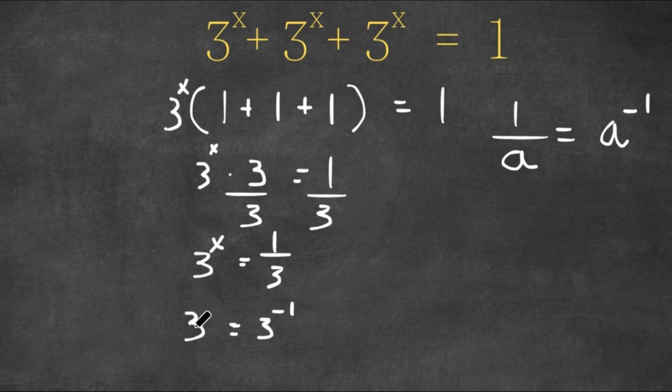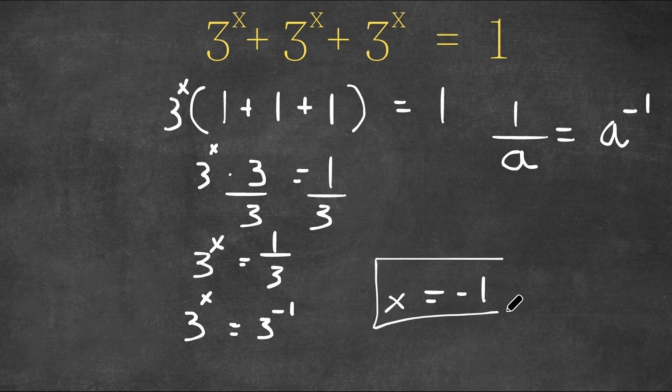So now we have 3 to the power of x is equal to 3 to the power of negative 1, meaning x is equal to negative 1. And if we plug in negative 1, we get 1/3 plus 1/3 plus 1/3, and 1/3 times 3 is 1. So we know that's right.